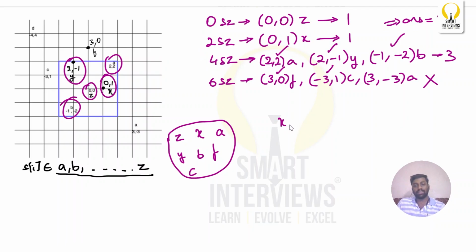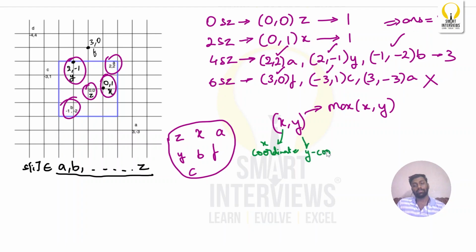So there is this x coordinate, this y coordinate. What will help you get this minimum square that is required to envelop this point? It is going to be the max of x and y. Here x is the x coordinate and y is the y coordinate. The maximum of both the coordinates will tell you what is the minimum sized square required to envelop that point.